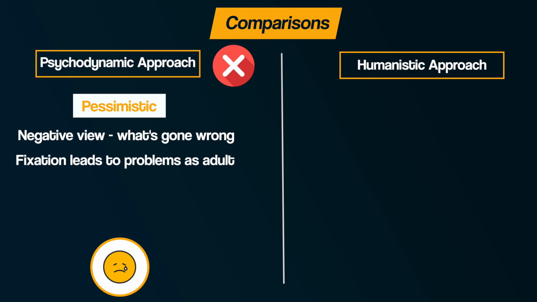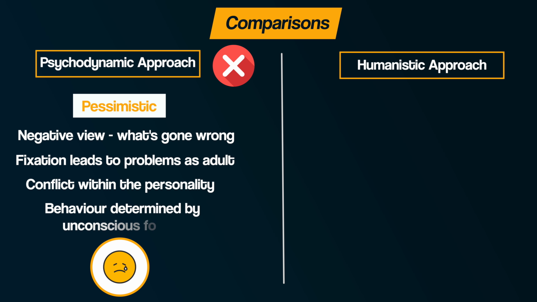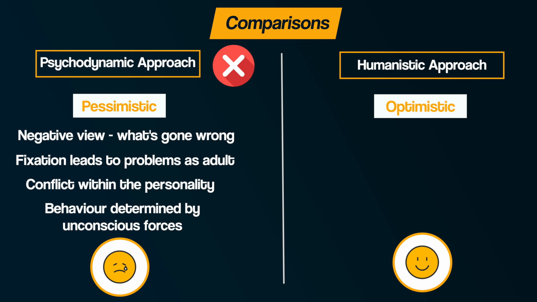Secondly, Freud describes the human personality as in conflict. And thirdly, all of this is being driven by unconscious forces that determine our behaviour, which means we lack any choice. This contrasts with the humanistic approach, who offer a much more optimistic view as they focus on personal growth.